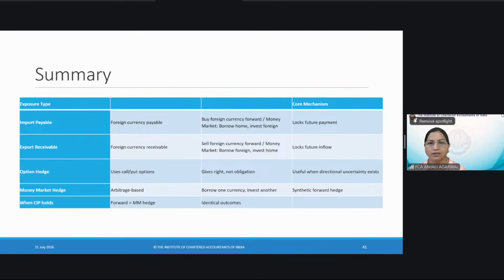Under the options, it gives you a right, but not an obligation. So if you have payables, you can buy call options. But if you have receivables, you can buy put options. Particularly if you are not sure in which direction the currency can move, it is always better to go for option rather than locking your future payments through forward or future contracts.